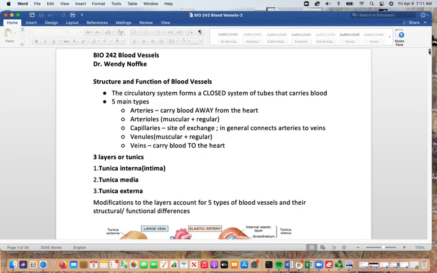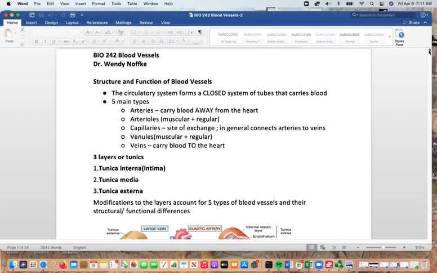There are 5 main types of vessels that we have. The arteries are the vessels that carry blood away from the heart. The arterioles are the smaller branches of the arteries. They're more muscular. And then we have the capillaries. These are the smallest of them. They're the site where you have the exchange of gas and nutrients, and generally, they connect the arteries to the veins.